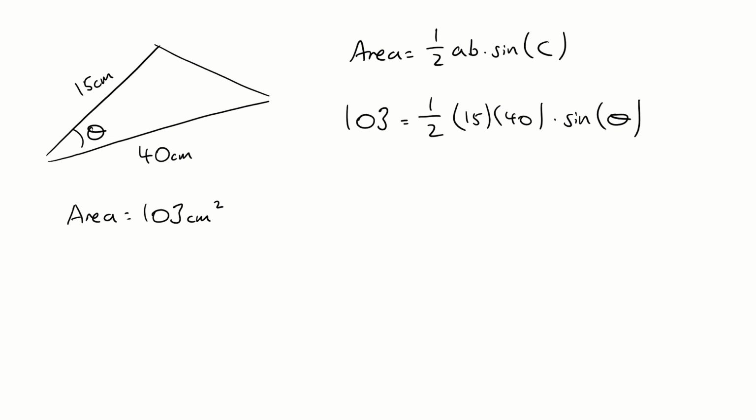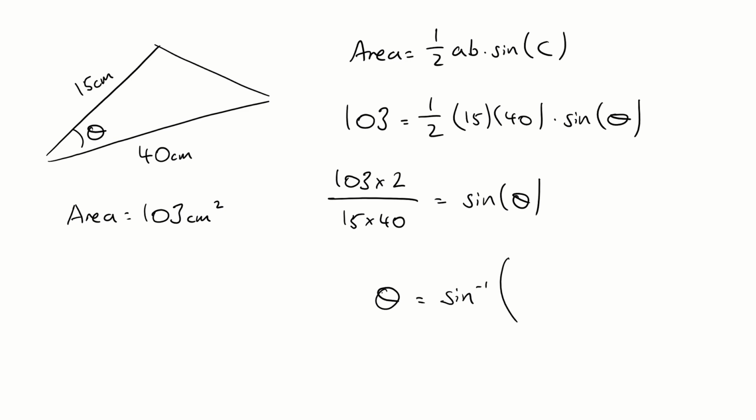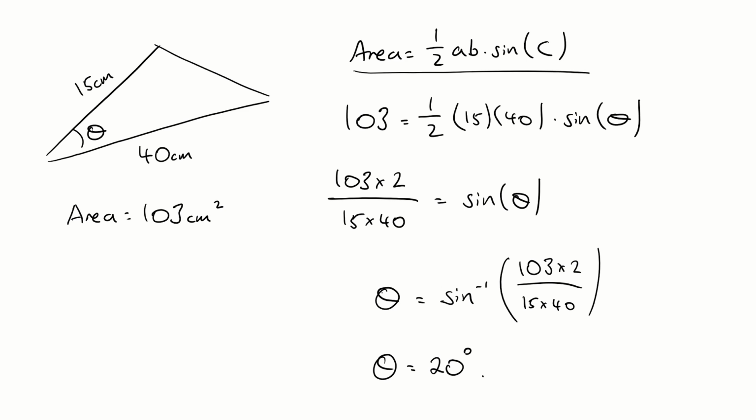That's my theta there. Again, you can convince yourself that when I rearrange this equation, I get 103 times 2 divided by 15 times 40, and that is equal to the sine of theta. So if I want to isolate that theta term, then theta is going to be sine to the minus 1 of whatever that stuff is, 103 times 2 divided by 15 times 40. You should see there that theta in this case is equal to about 20 degrees. So that's how we can use this formula to calculate the area and sometimes the unknown side lengths and the unknown angles of non-right angled triangles.